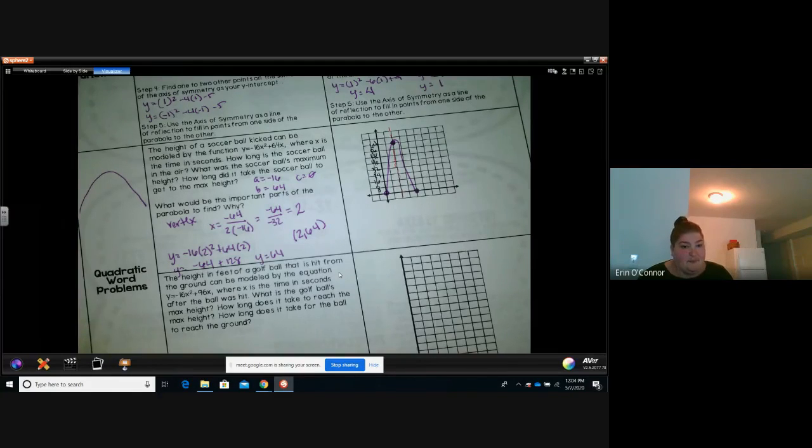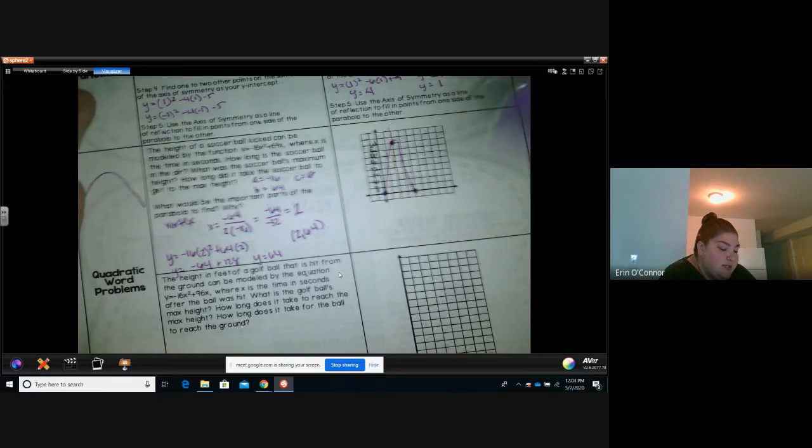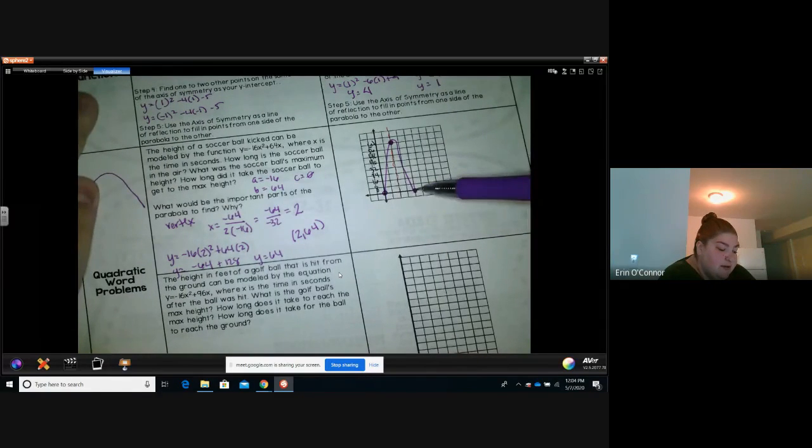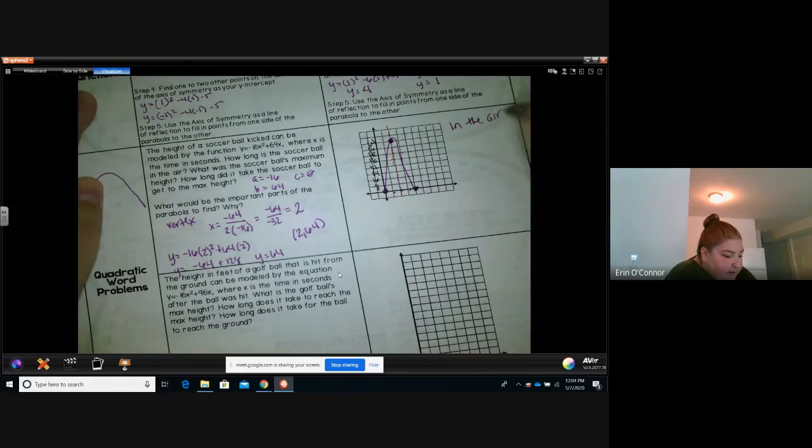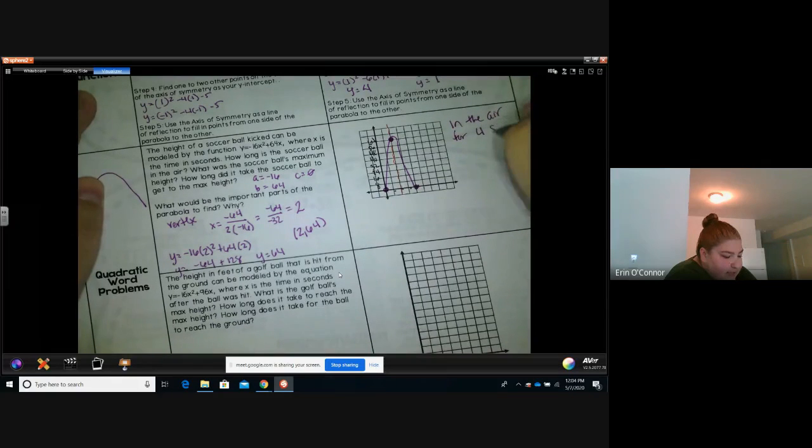Now, we found the vertex. What does this vertex mean? Let's see the questions that we have. So first of all, how long is a soccer ball in the air? Well, it's in the air from here to here. This is 0 seconds, 1 second, 2 seconds, 3 seconds, 4 seconds, because it starts on the ground here and it ends on the ground here. So in the air for 4 seconds.